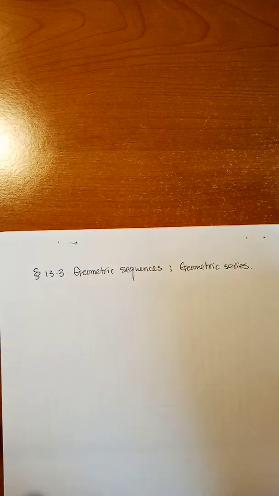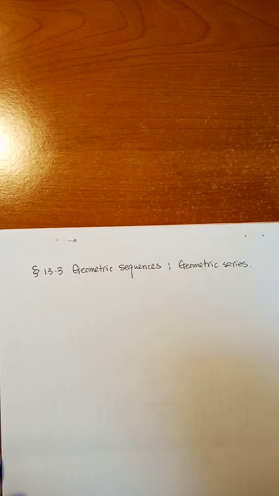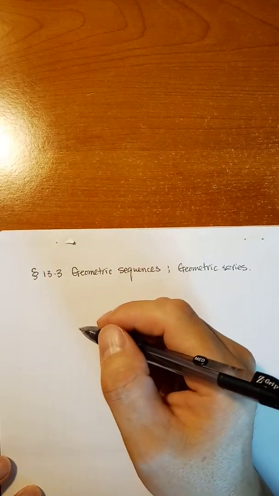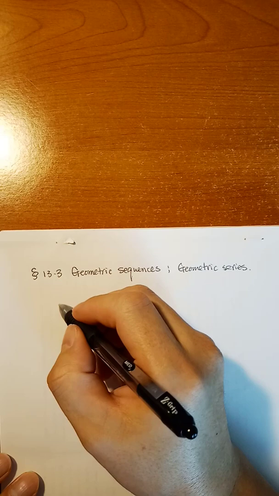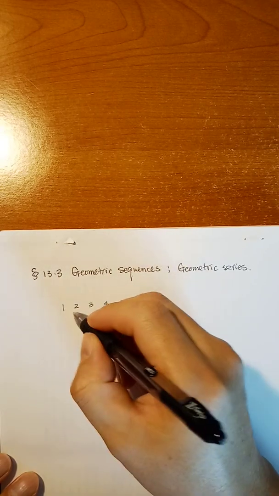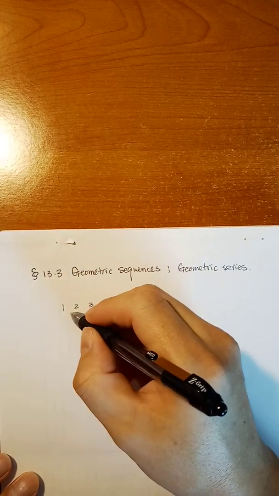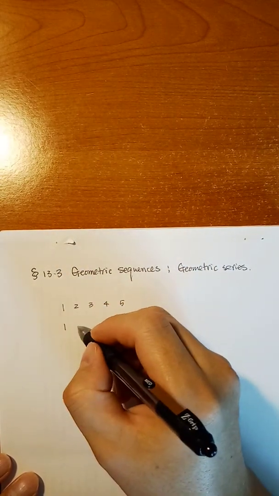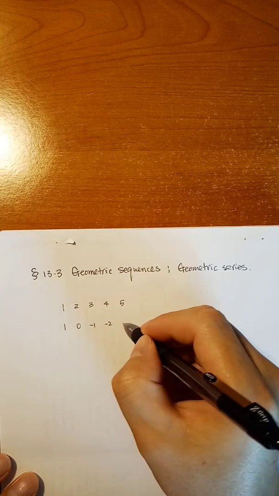Last section, we already discussed the arithmetic sequence. An arithmetic sequence means that the difference is a constant. For example, you have 1, 2, 3, 4, 5. The difference, the next term minus the current term, is always 1. Or you have 1, 0, -1, -2, -3.